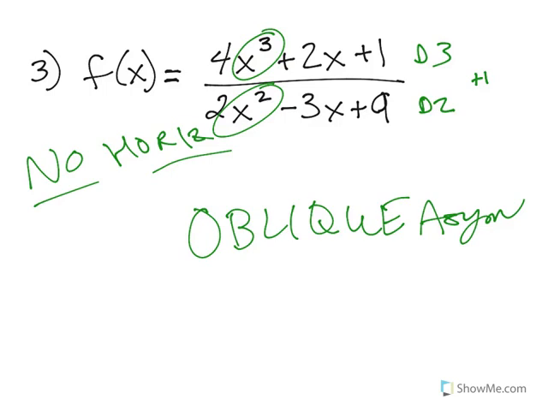So we will have a different video on how to find oblique asymptotes, but here it's important to recognize the degree of the numerator and the degree of the denominator. That will lead you to the type, whether it's horizontal or oblique.